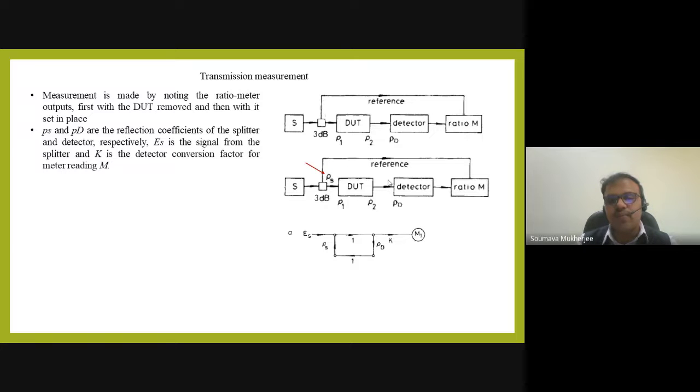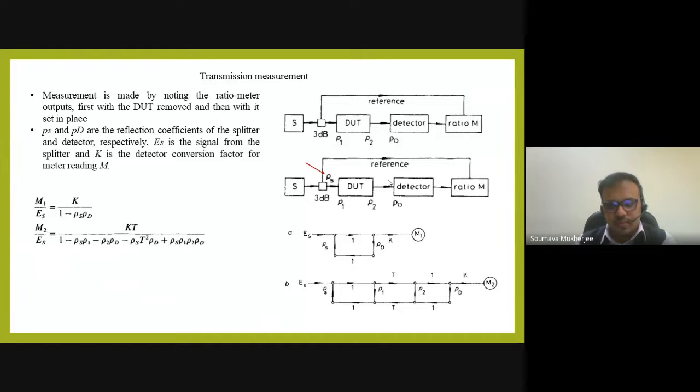So that will be the case here. This is by the signal flow graph. I don't know whether you have the exposure of the signal flow graph concept. This same thing we are representing by a graph, so that is called signal flow graph. And the second case, with the addition of the device under test, it will look like this. And if you just solve the signal flow graph, the ratios will be like this.